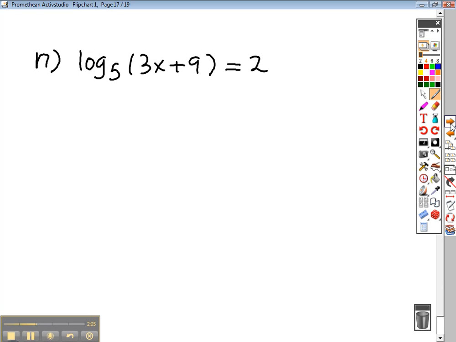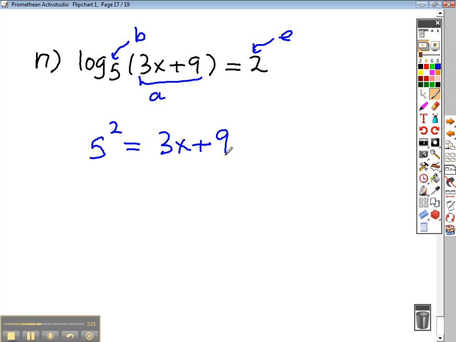Okay. Next problem is similar. Now the variable is in the log. Okay. So if the variable is in the log, I can't log both sides. What I do is I rewrite it in exponential form. So remember, that's the base, that's the exponent, and this whole thing is the answer. So the base is 5, the exponent is 2, 3x plus 9 is the answer.